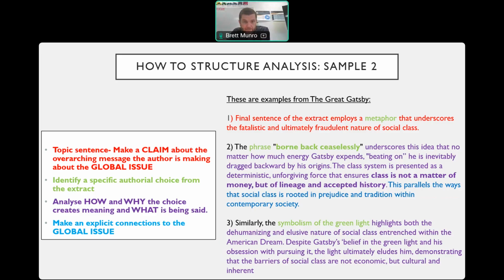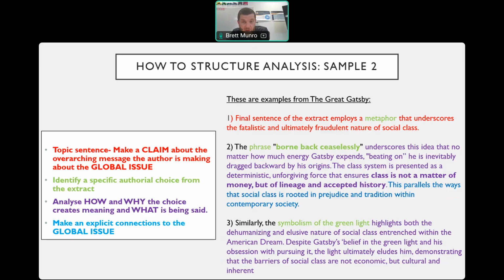Let's look at number 3. Similarly, the symbolism of the green light highlights both the dehumanizing and elusive nature of social class entrenched within the American dream. I would argue that this doesn't just reference a specific authorial choice, but it actually relates to an explicit connection to the global issue. In this case, the global issue is going to be the American dream and its dehumanizing nature. This idea is not just relevant to The Great Gatsby, but is more broad than that. And it actually relates to how it exists within our lives in the contemporary world.